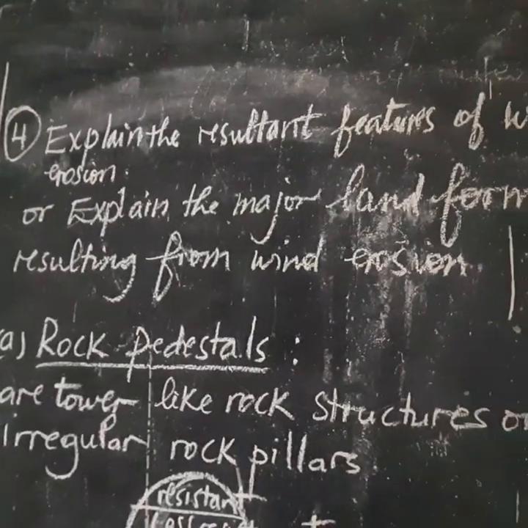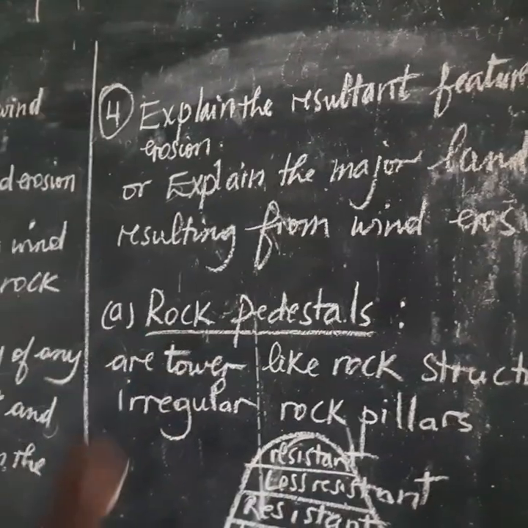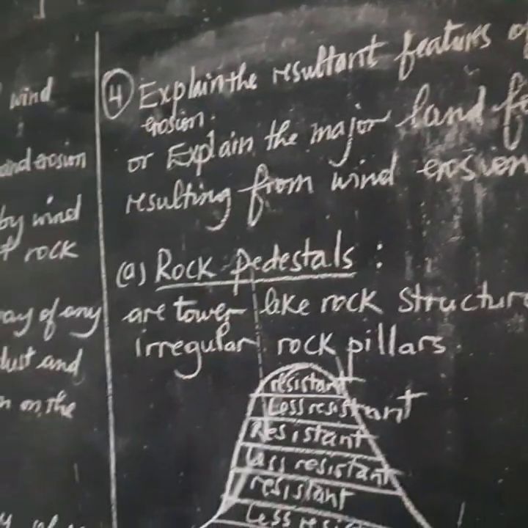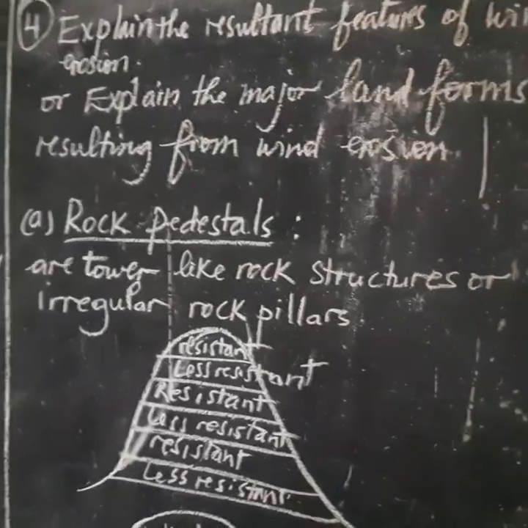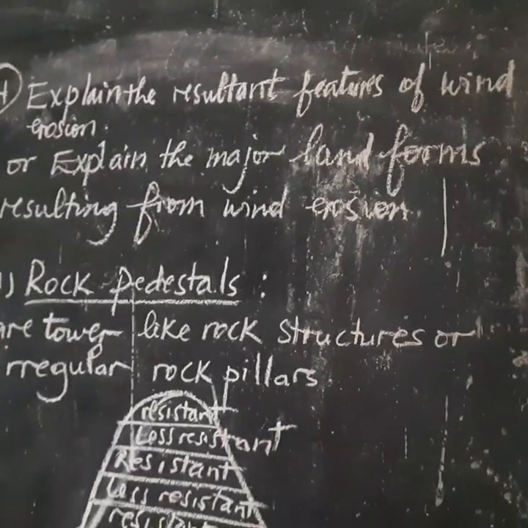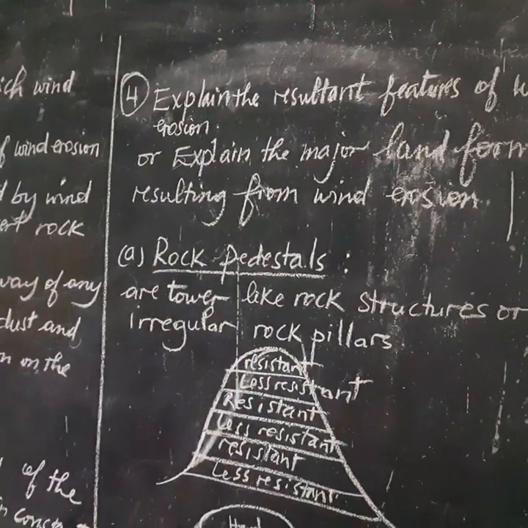Let's go to question number 4. The question is asking, explain the resultant features of wind erosion. Explain the major landforms resulting from wind erosion. So we are going to see the different landforms which are formed by wind erosion in the desert. Number 1, we have the rock pedestals.